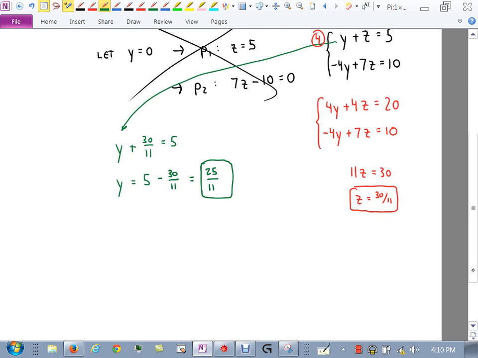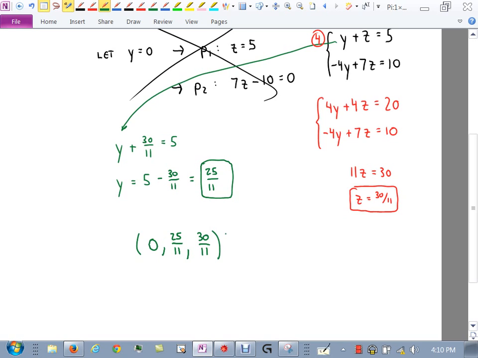So let's summarize. If I let x be 0, that means y has to be 25 over 11, and that means z has to be 30 over 11. That point should live on all of them. Should live on both planes. Make sense?